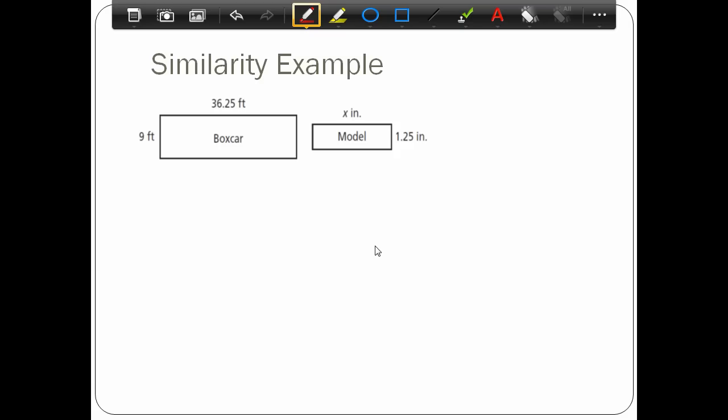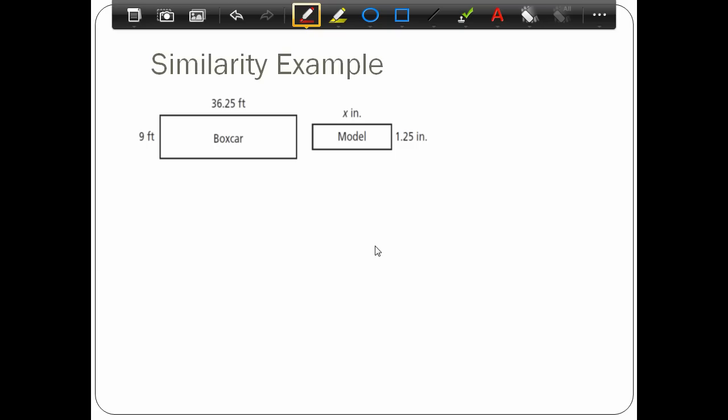This one happens to be 9 feet tall and 36.25 feet long. I have a little model of a boxcar that my son plays with that's 1.25 inches tall, and I can't remember how long it is. So we're going to figure that out. We have 9 feet by 36.25. The model should be exactly the same proportions.